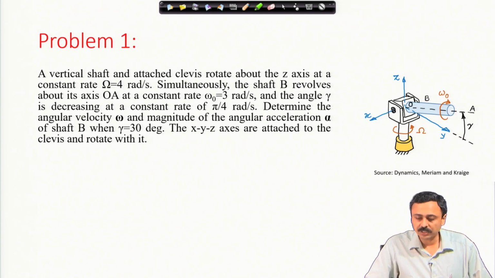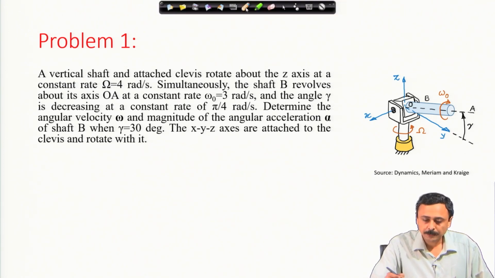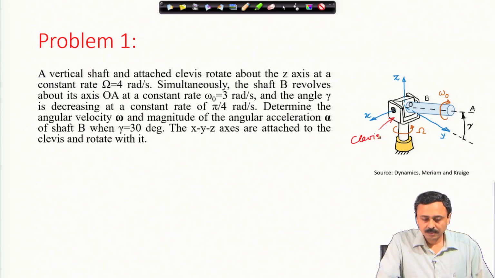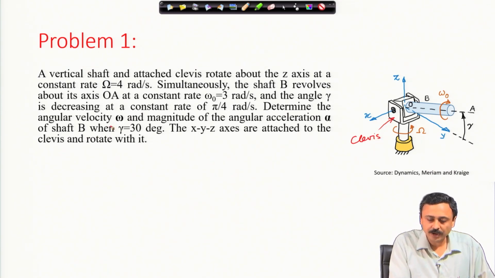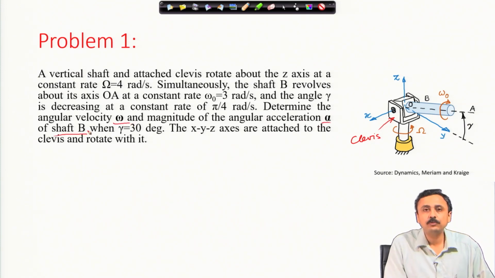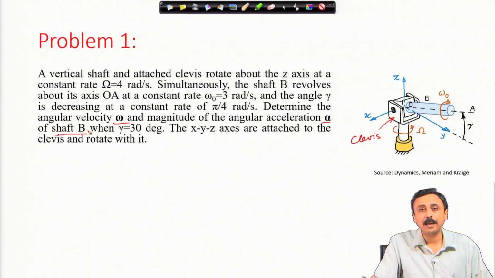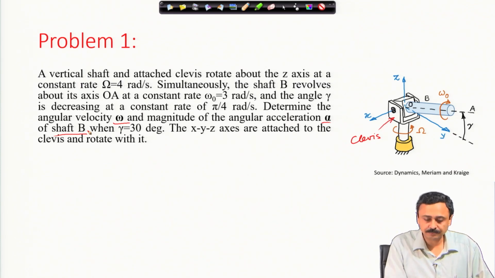Determine the angular velocity omega and magnitude of angular acceleration alpha of shaft B when gamma is equal to 30 degree. The x y z axis are attached to the clevis and rotate with it. This is the clevis. Whenever you are asked to determine the angular velocity and angular acceleration of the shaft, it would mean it is the absolute angular velocity and angular acceleration.